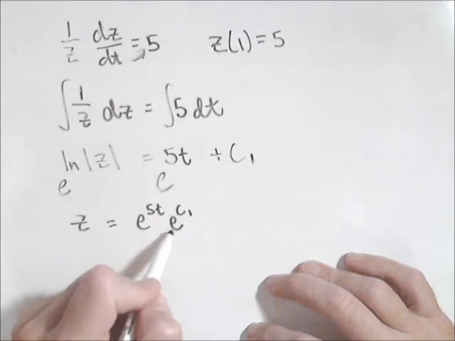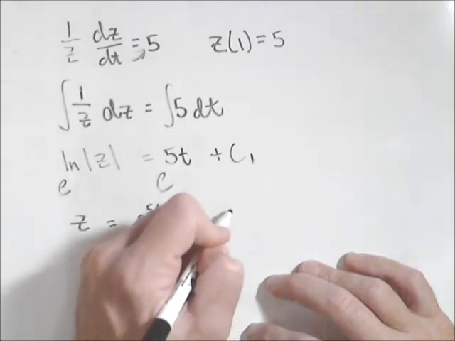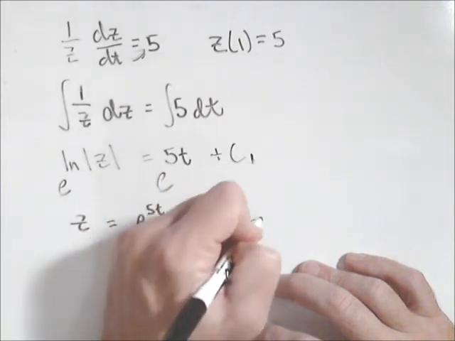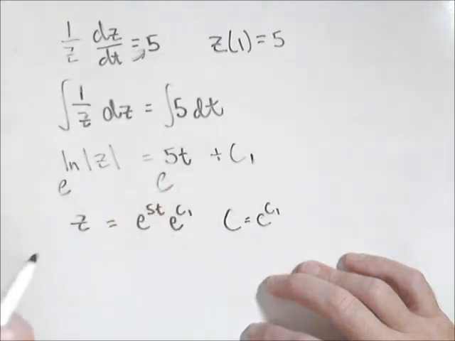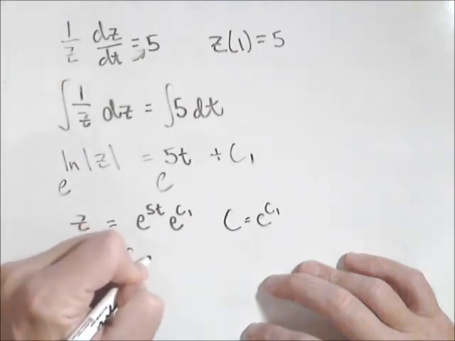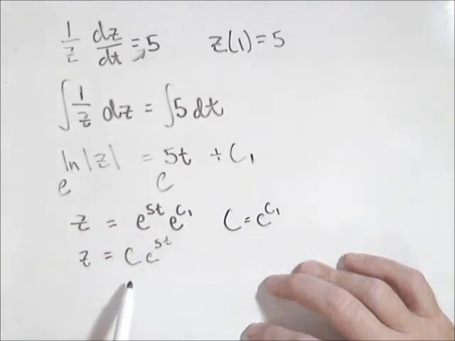e to the c1. Now what I'm going to do, e to the c1 is also just a constant. I'm going to absorb that into another constant. I'll call that one c. So c is going to be equal to e to the c1. So I have z equals c e to the 5t. And there is the general solution to my differential equation. It's a family of functions.